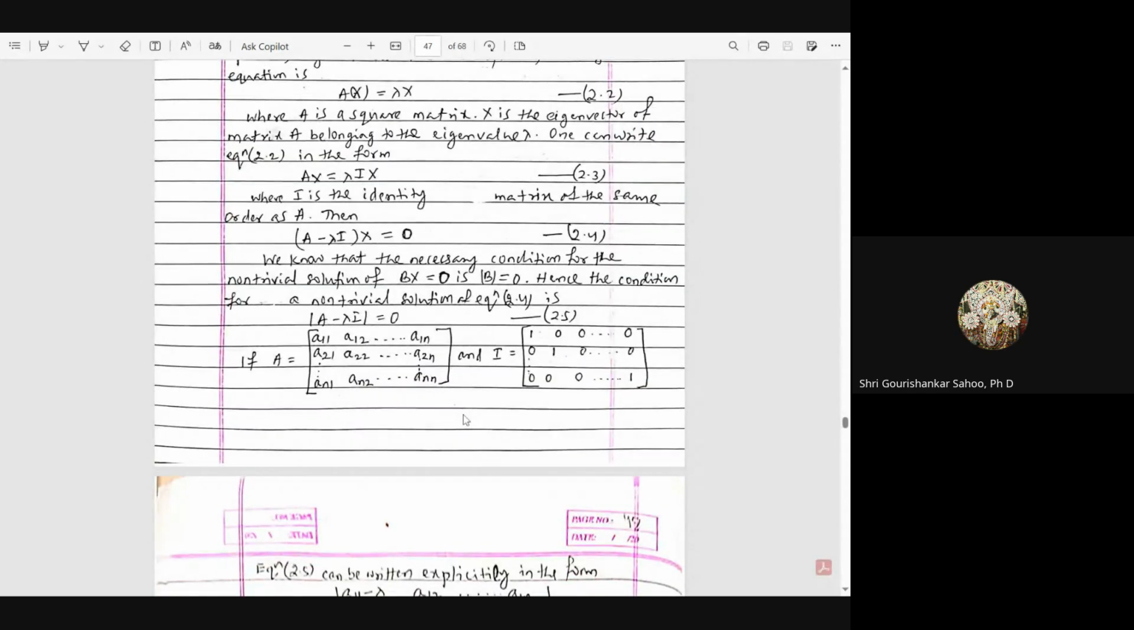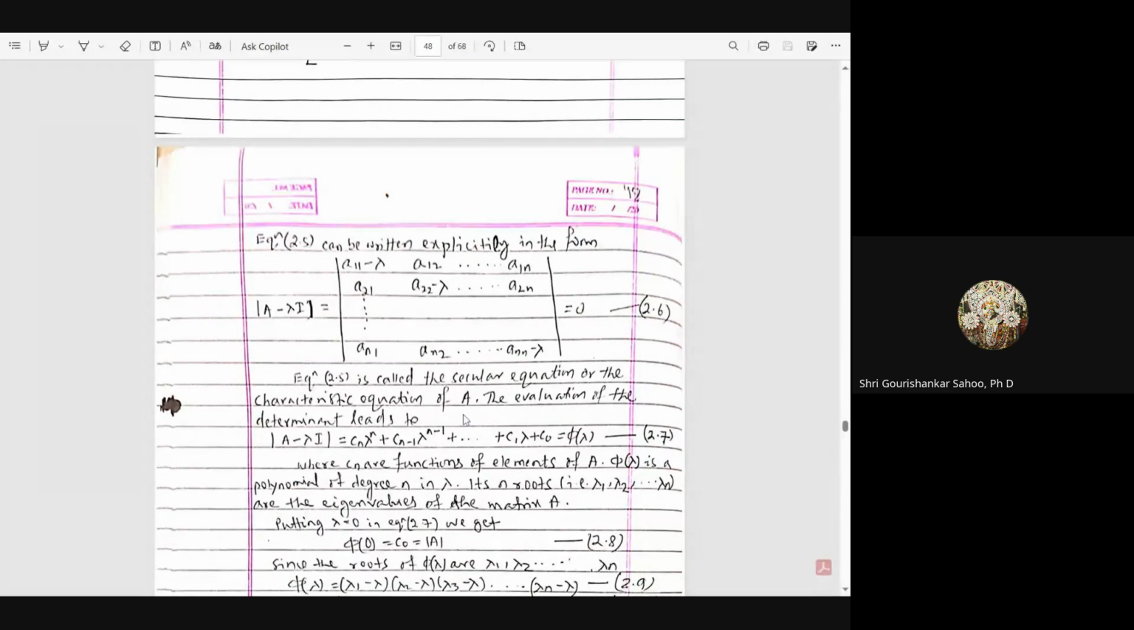So your Ax is equal to lambda Ix, and your (A minus lambda I) multiplied by x is equal to 0. So you know that the necessary condition for a non-trivial solution of Bx equal to 0 is that the determinant of B is equal to 0. Hence the condition for a non-trivial solution is that the determinant of A minus lambda I is equal to 0. So A is written in a matrix form: A11, A12, and so on, A1n, A21, A22, and so on, A2n, An1, An2, and so on, Ann. And I will be 1, 0, 0, and so on, 0, 1, 0, and so on.